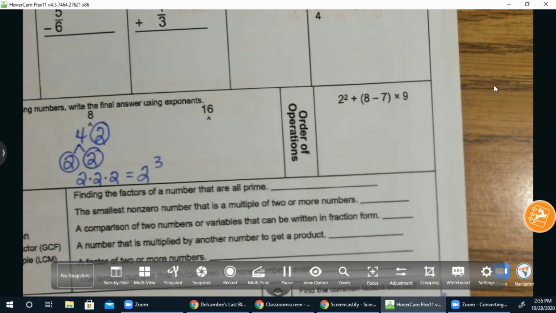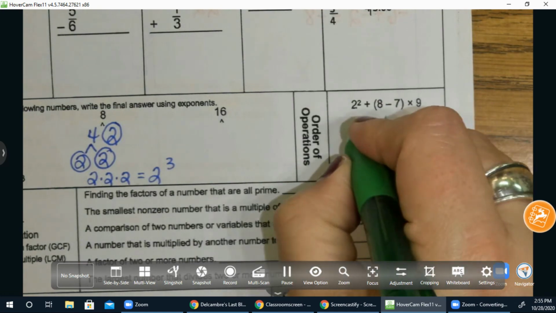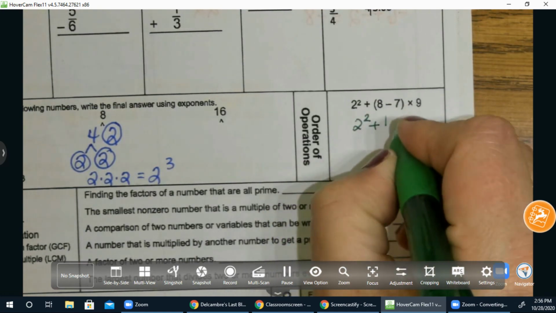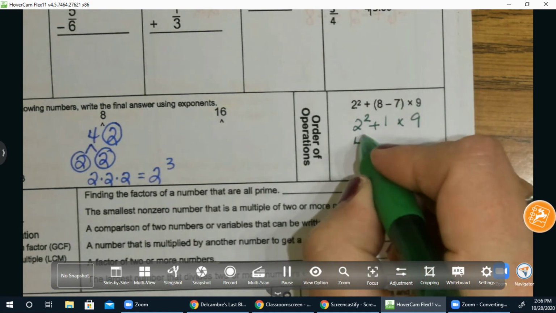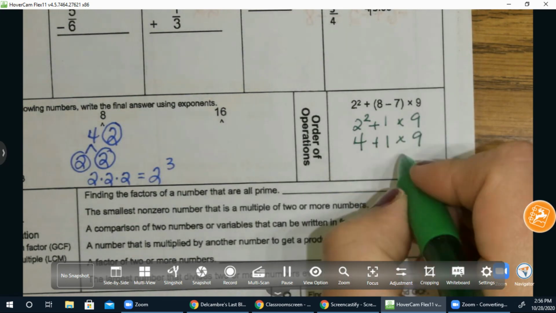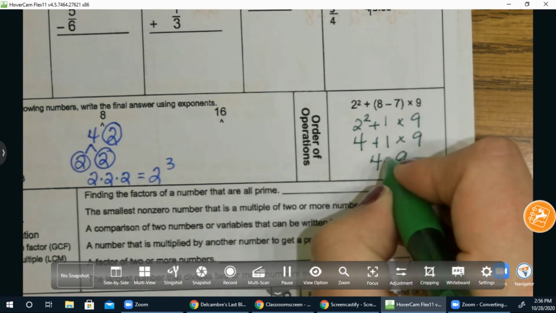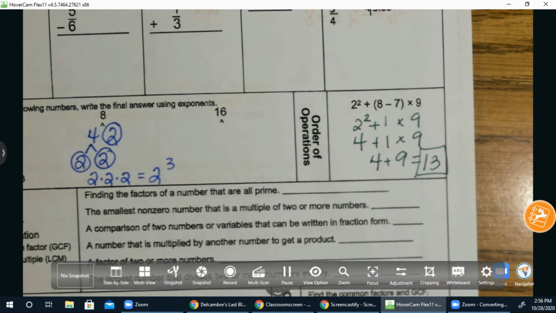All right, real quick on the builder. On the order of operations, I'm going to do the order of operations. So 8 minus 7 is what I'm going to do first because it's in parentheses. So 8 minus 7 gives me 1. So 2 squared plus 1 times 9. So now I'm going to do the exponents. 2 squared is 4. 4 plus 1 times 9. 1 times 9 gives me 9. And 4 plus 9 equals 13. So my answer there would be 13.